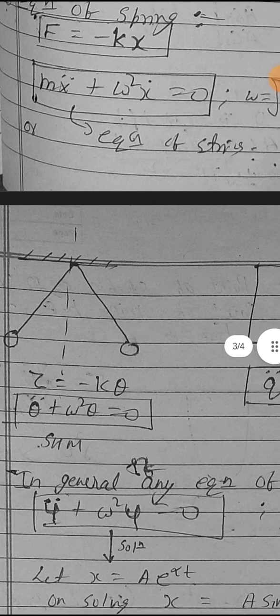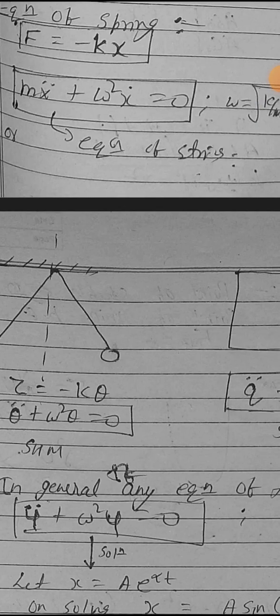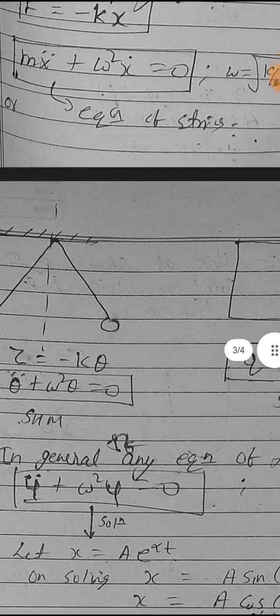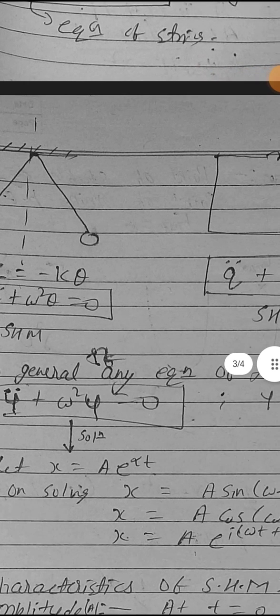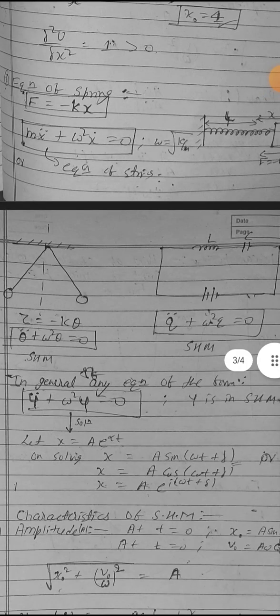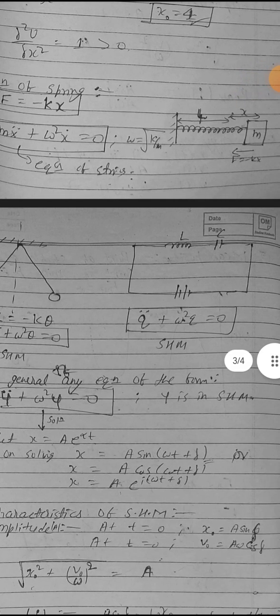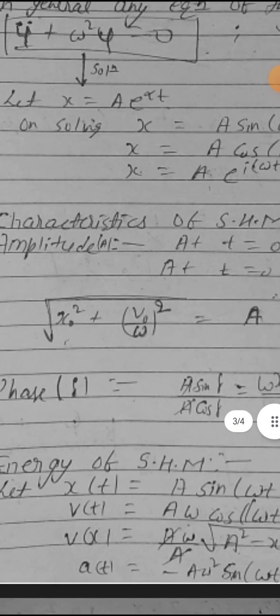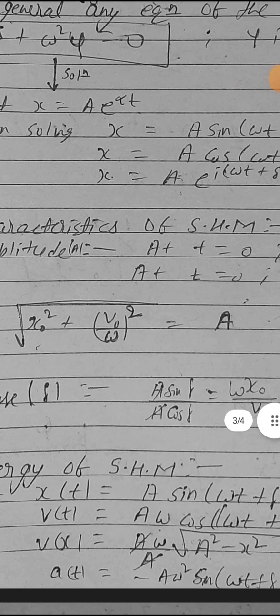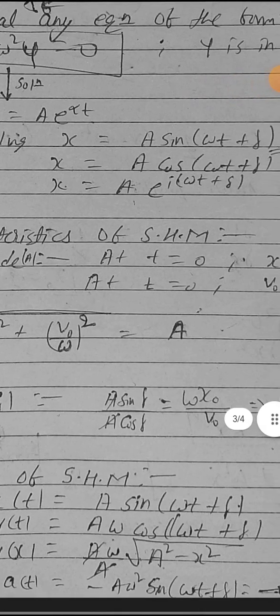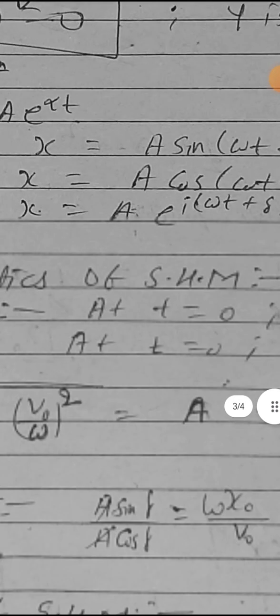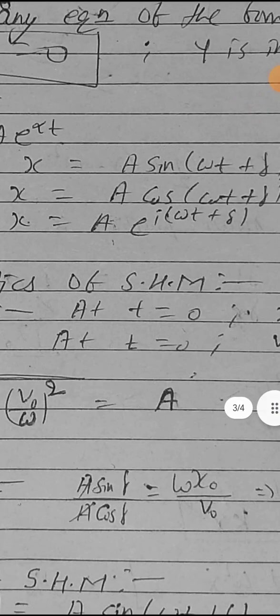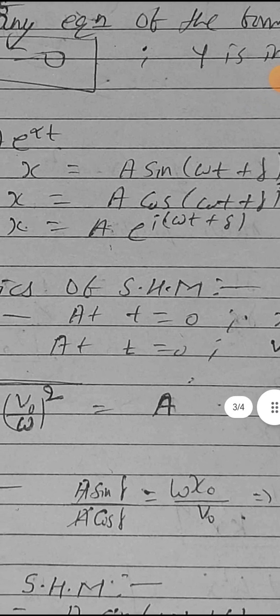Now what should be the solution of this equation? Which kind of equation is it? It is a second order differential equation. So by considering a trial solution x equal to A e to the power alpha t, and on solving we get the final value of x equal to A sine of omega t plus delta.